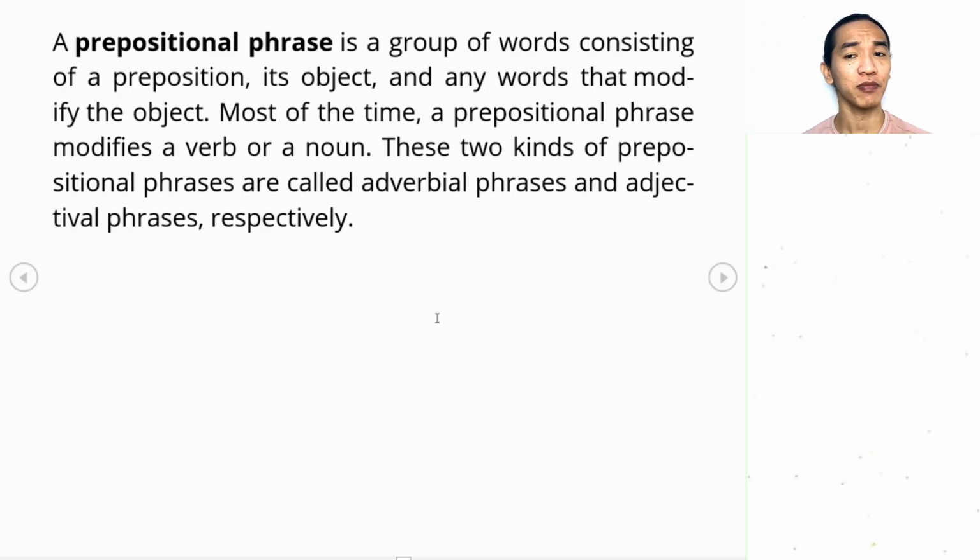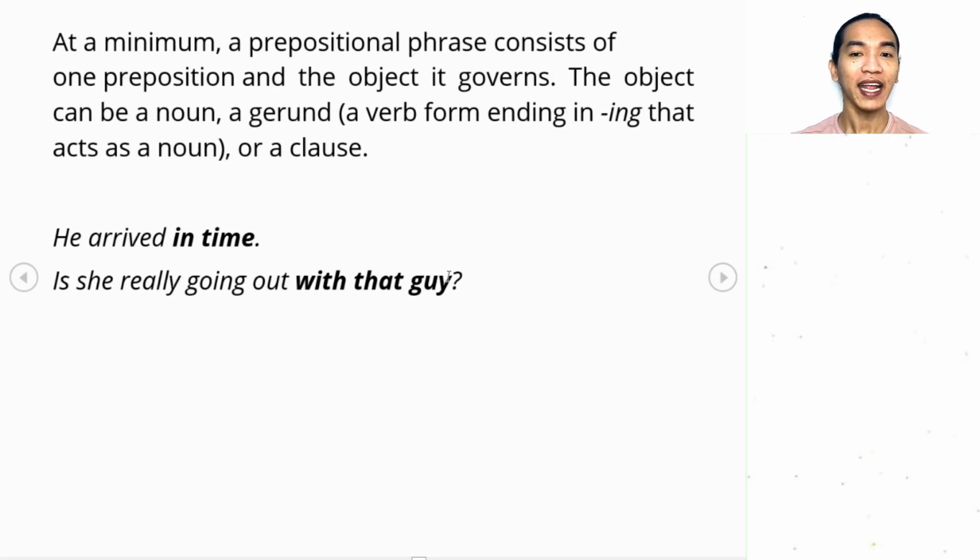If it's an adverbial phrase, then it modifies a verb, from the word adverb. And adjectival phrases modify or describe a noun. All right? So let's see what we have here. At a minimum, a prepositional phrase consists of one preposition and the object it governs or modifies. The object can be a noun, a gerund, or a clause. Example: he arrived in time. Okay? In plus time, this makes a prepositional phrase.